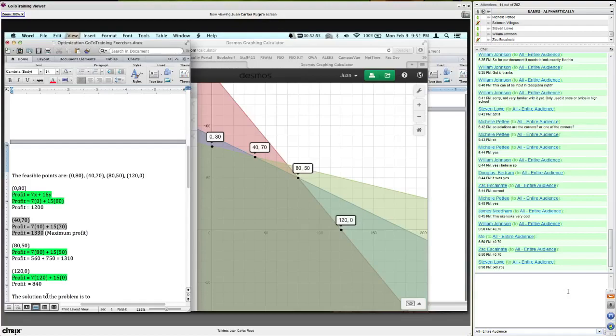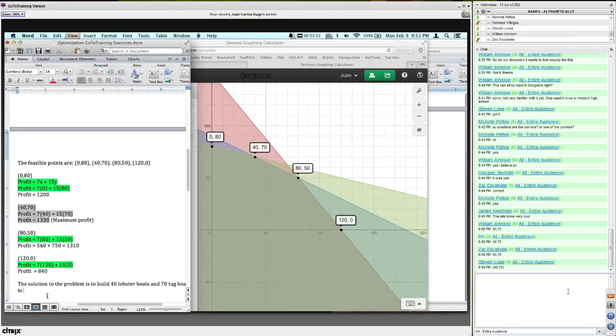Okay, so the solution to the problem is to build 40 lobster boats and 70 tugboats to achieve the maximum profit of $1,330.